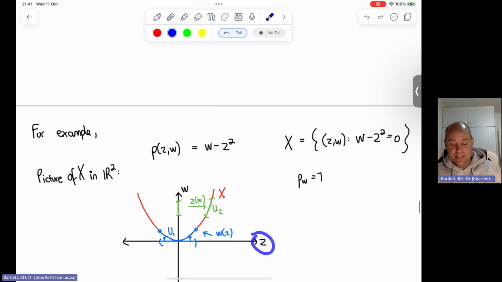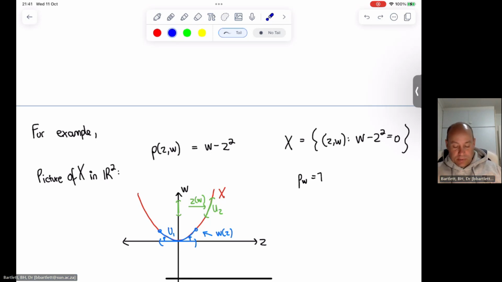Okay, so I've got the z-axis and the w-axis. The zero set of this polynomial will be where w equals z squared. So that's this parabola here, right? That's X. You can see it's a nice smooth space.